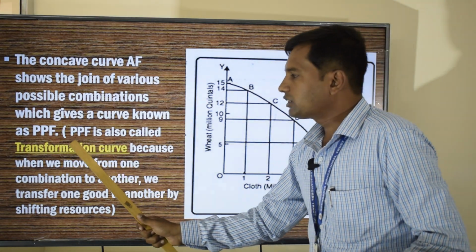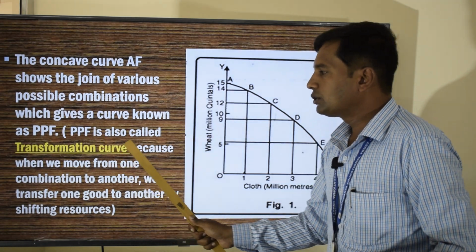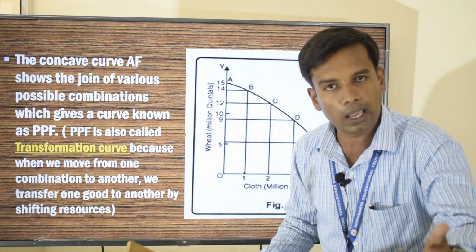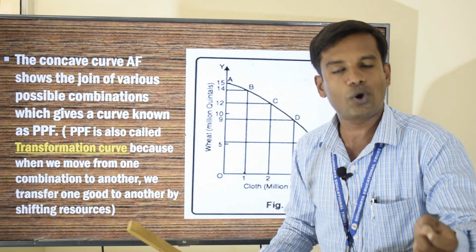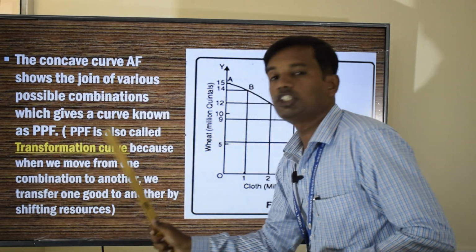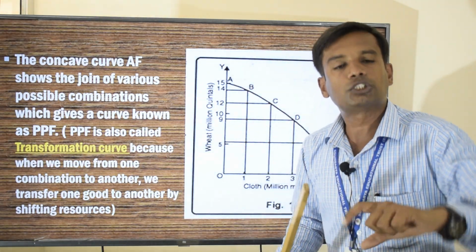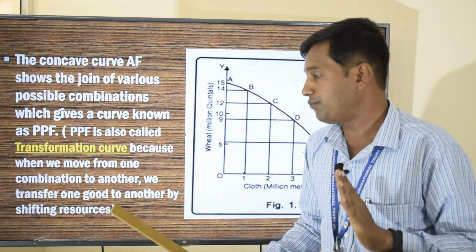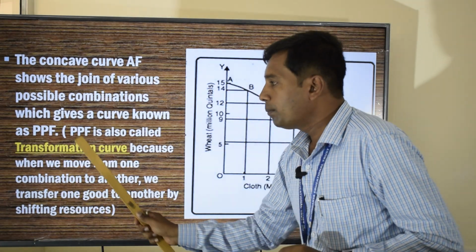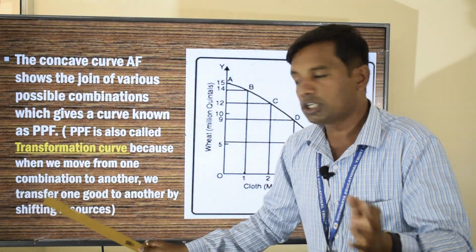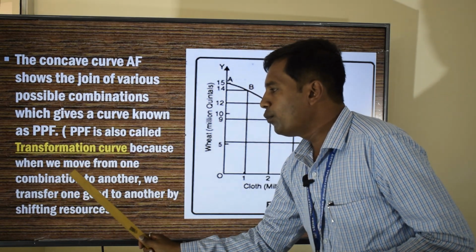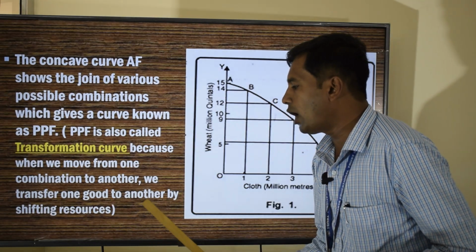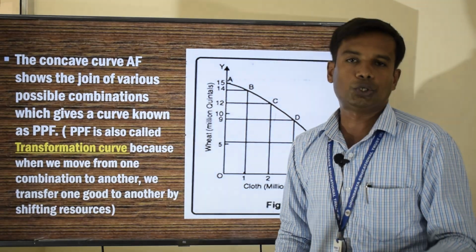See here, production possibility frontier is also called transformation curve. So again I am using one more name for PPC or PPF. What is that? Transformation curve. PPC is also called as transformation curve. Why? Listen very carefully. Why do we call PPF as a transformation curve? When we move from one combination to another, we transfer one good to another by shifting the resources.